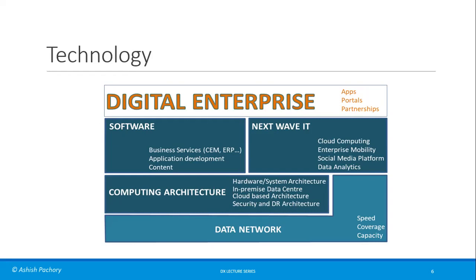So basically the digital enterprise, broadly speaking, has four technology components at the highest level. This is the technology stack that the digital enterprise follows, which consists of these four critical drivers: the network, the computing architecture, the software, and the next wave IT, or the SMAC, right? So this is important to remember.